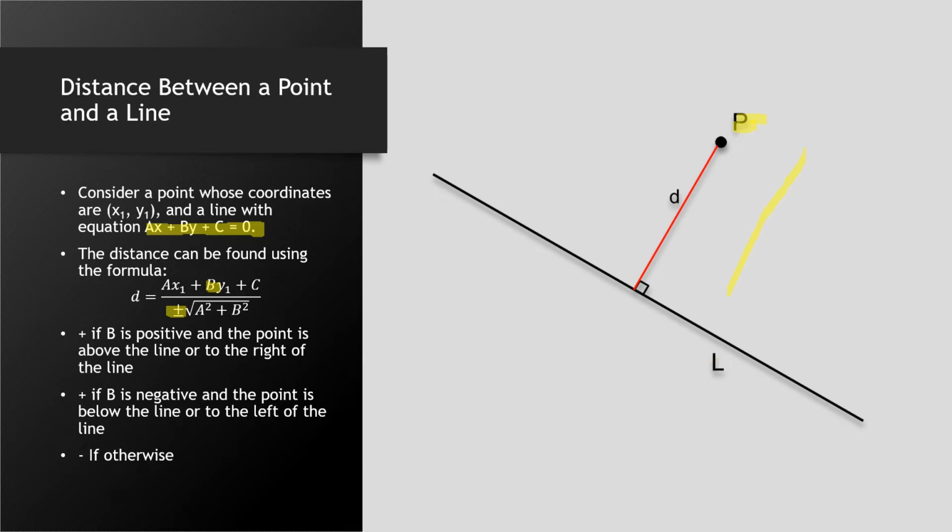Okay, I hope you got that. But from our problem, if we use positive here, if b is positive and the point is above the line or to the right of the line. If b is negative and the point is below the line or to the left of the line, it is also positive, and negative otherwise.